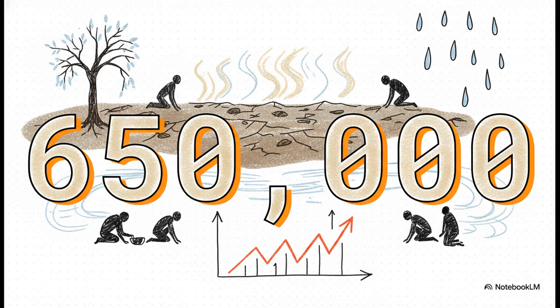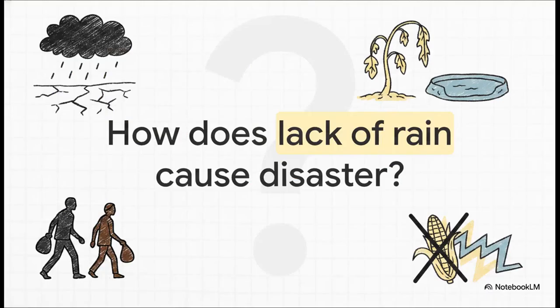Just to put this into perspective, between 1970 and 2019, these dry spells contributed to over 650,000 deaths worldwide. Plus, we're talking hundreds of billions of dollars in economic losses. There's a really good reason experts often call this the slow onset disaster. So, all this naturally leads us to a pretty massive question. How does simply missing out on rain become one of the world's most devastating natural disasters?